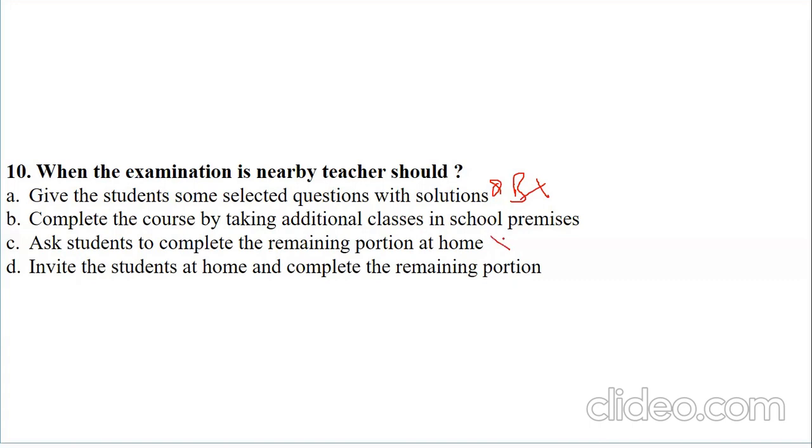Self-study by students is not an option, because in difficult subjects students will not be able to do it on their own. Inviting the students at home and completing the remaining portion is officially not right. So what is it? Complete the course by taking additional classes in the school premises, that is only and only in the school. So for question 10, option B is the right answer. So that's all for the day.